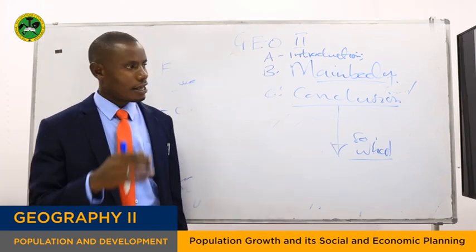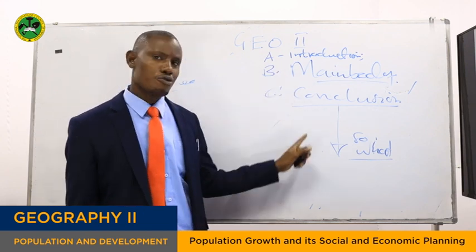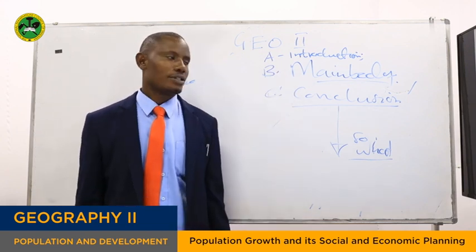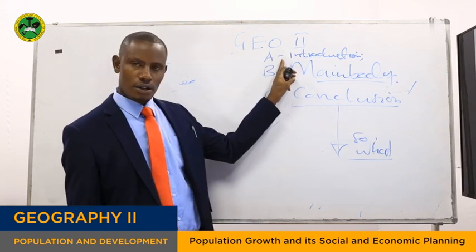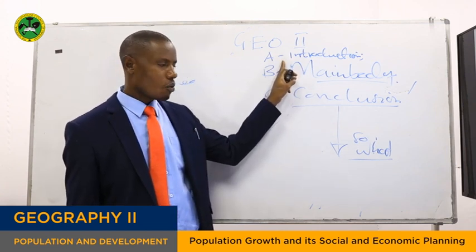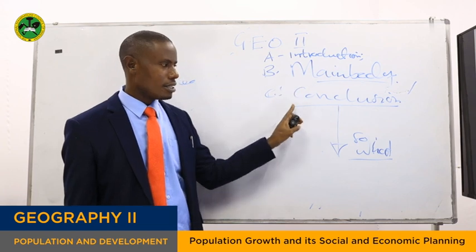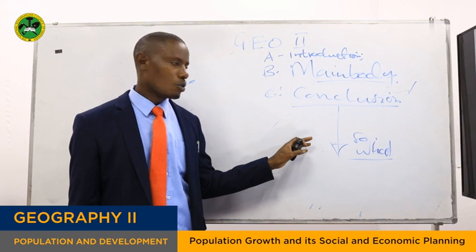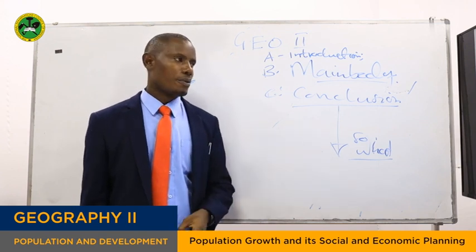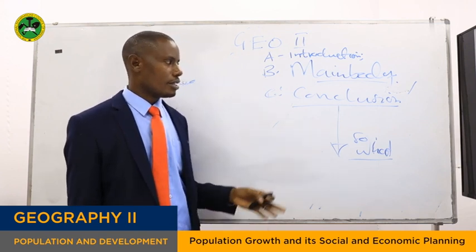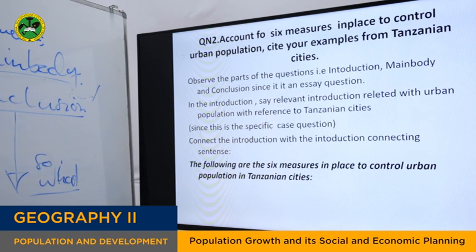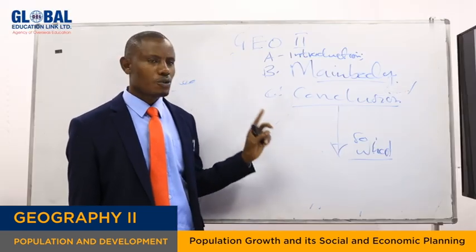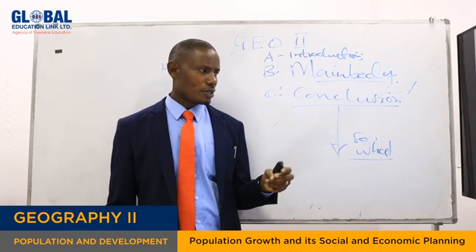So, dear student, I think you are now aware of the parts that should be observed when you respond to essay type questions. As I said, observe all the requirements within the introduction and all the principles, but for the main body, the same applies to the conclusion. That was all about the first question, which was about assessing the effects of high population growth on the environment. Then question number 2, the same applies. It's all about accounting for 6 measures in place to control urban population, setting examples from Tanzania. So the second question is quite different from the first question, because the first question was too general.